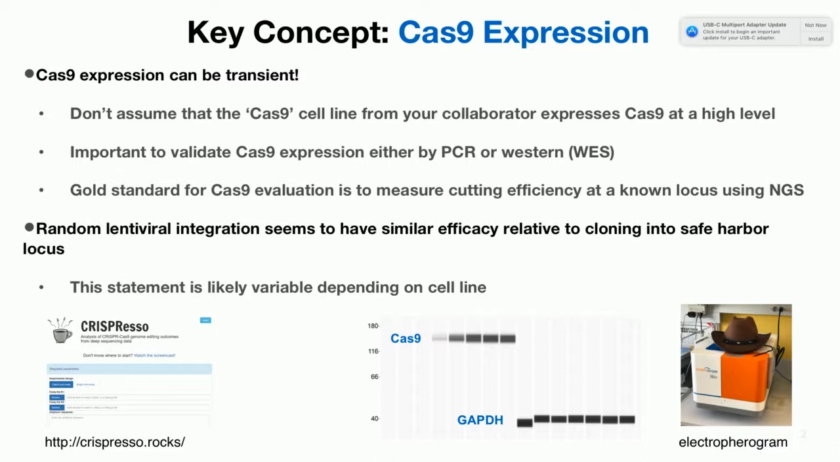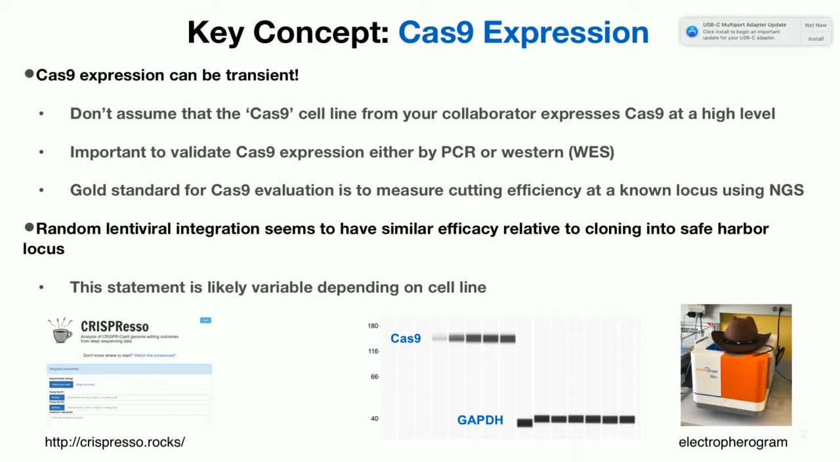So, in order for Cas9 to cut the genome, it needs to be present. And unfortunately, Cas9 expression can be quite transient over time. What this means is that just because a cell is labeled as Cas9 expressing, don't take that for granted. Your colleague that gave you that cell line might have validated that Cas9 was expressed at a high level, but after 4 weeks of passage, that Cas9 expression might have decayed. And that could be true even if the cells have undergone clonal selection. So it's important to validate that.